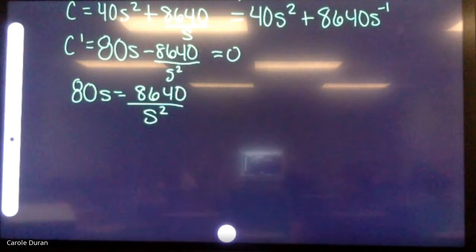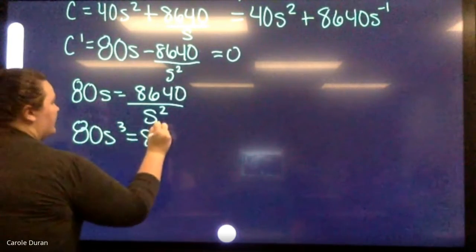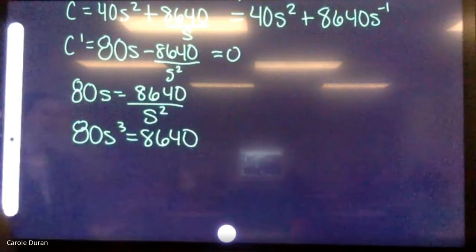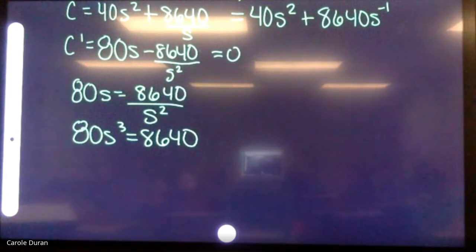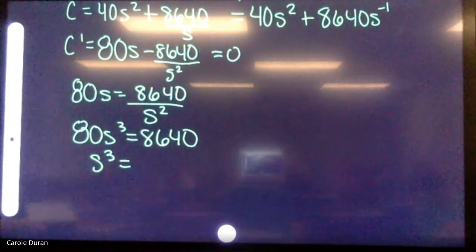I would like everything on one level, Corbin, so what am I going to do next? Multiply the s squared over. Over to the left, right? So when I multiply it over, I get 80s cubed equals 8,640. I want s by itself, so what do I do next? Divide by 80. So I divide by 80 and I get 108.